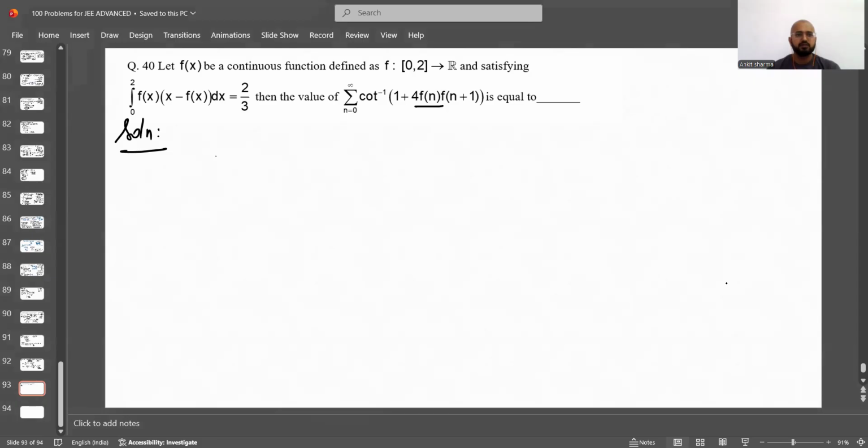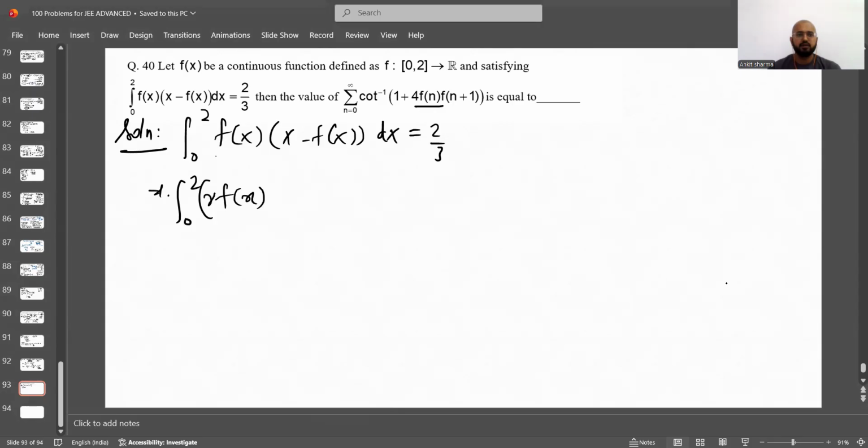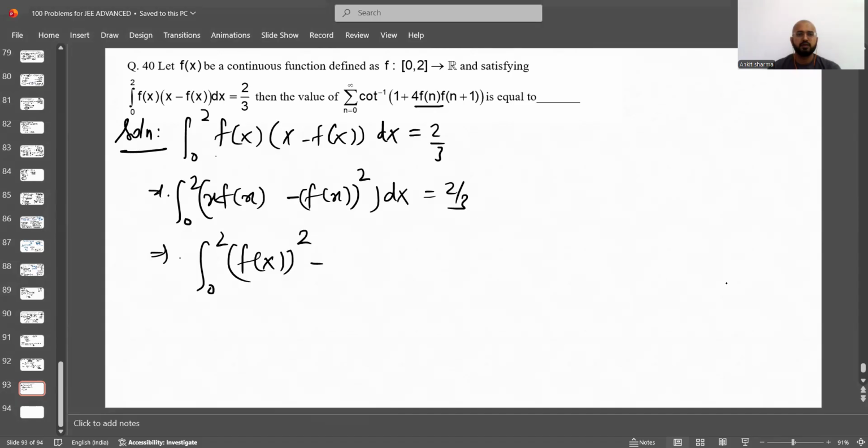So let's go ahead. I have integral 0 to 2 of f of x into x minus f of x dx. This is given to be 2 over 3, which means now we can write down 0 to 2, and then I'll multiply here. So I'll have x into f of x minus f of x square dx is equal to 2 over 3. This thing we can further write down as integral 0 to 2 of f of x square minus x into f of x dx is equal to minus 2 over 3.